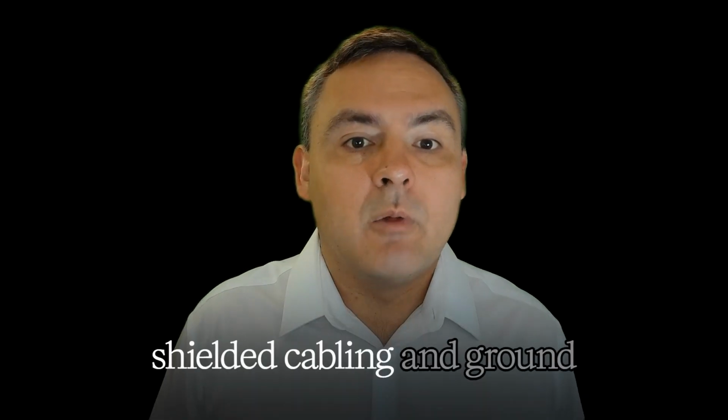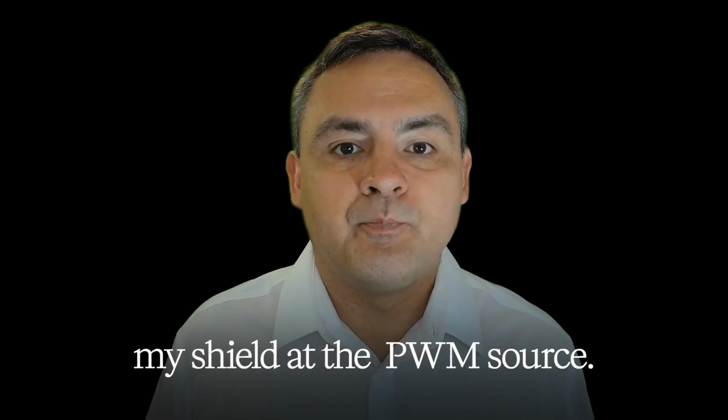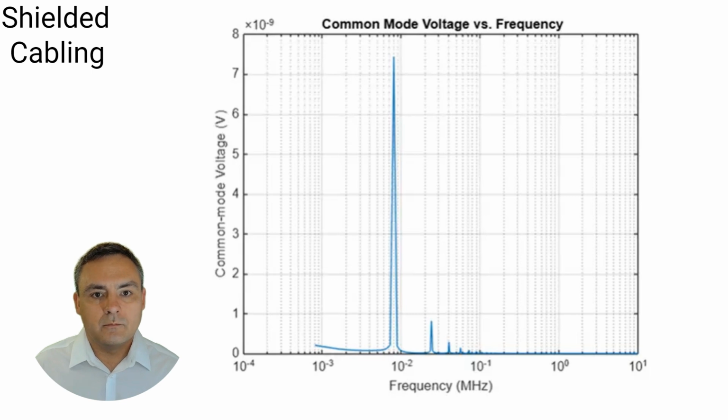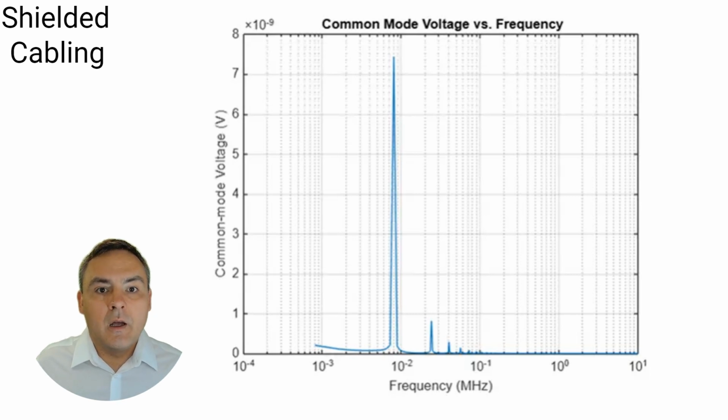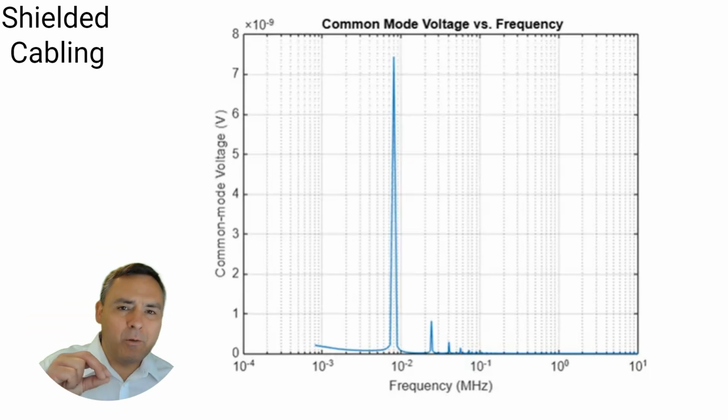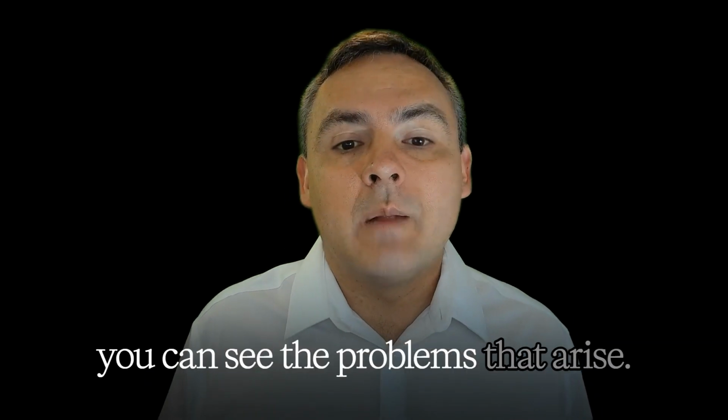Now, check this out. The next thing I did was simply employ shielded cabling and ground my shield at the PWM source. Let's look at how that simple change affects our common mode and differential mode noise, especially our common mode noise. Did you see that? It basically makes our common mode noise negligible. Note, the y-axis is scaled to nanovolts. The differential mode frequency response plot does not change that much. I'd probably stop right here and not do anything else. It's not really required. I emphasize this point strongly here because I've seen applications where shielding was not employed, and you can see the problems that arise.